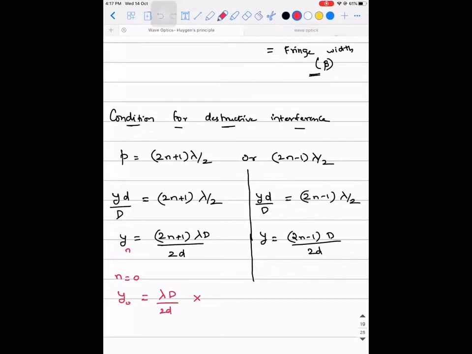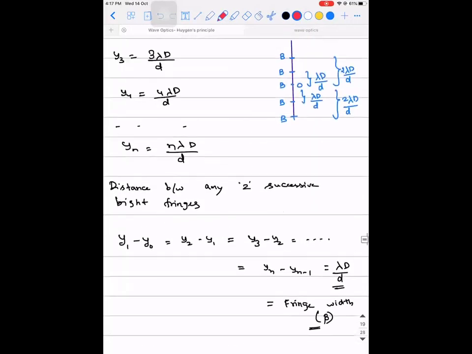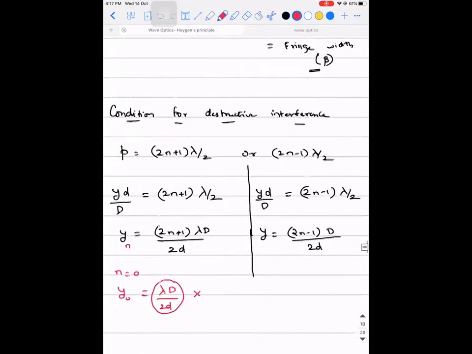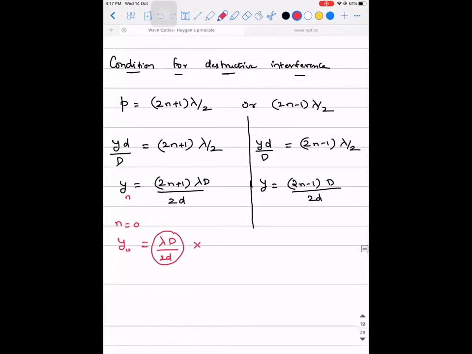Is it because the central spot is always a bright spot? Exactly. Who told it? Please repeat it again. It's because the central spot is always the bright spot. Very good. That is the reason. So, if I put n is equal to 0 here, I am getting a non-zero value. But the central spot according to the experiment itself is always a bright fringe. So, I am not supposed to put n here. What am I supposed to put? There is no question of y naught being a dark spot. Accepted? y naught can never be a dark spot.